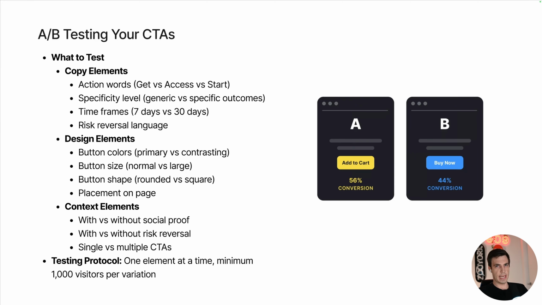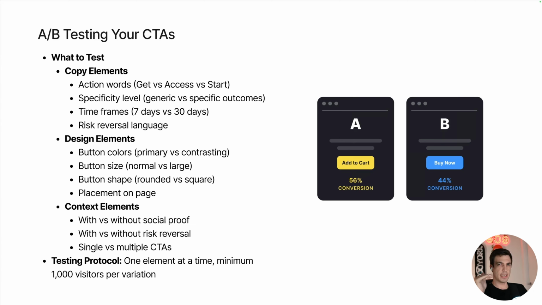When it comes down to A/B testing your call to actions, here are some things to keep in mind. You're going to want to test copy elements, so action words. Then you can test how specific you want to get, generic versus specific outcomes, or different specific outcomes, different time frames like 7 days or 1 month, risk reversal language, and also design elements like button color, size, shape, and the placement on the page, and then context elements with or without social proof, with or without the risk reversal, and single versus multiple action.